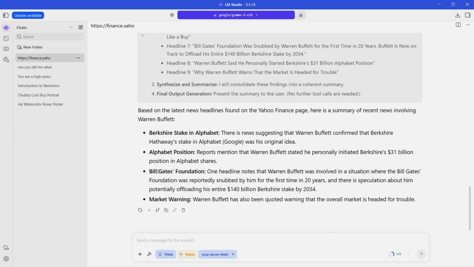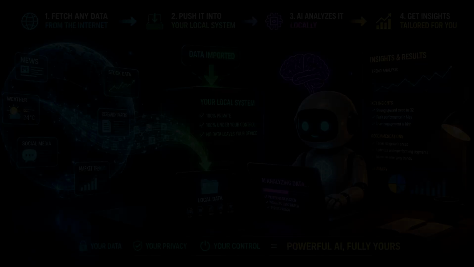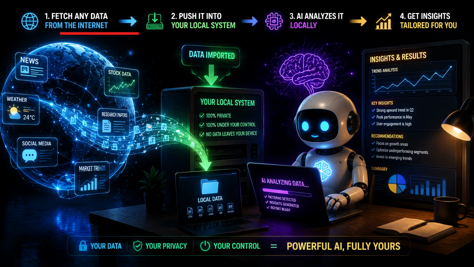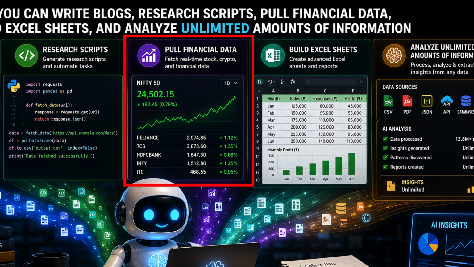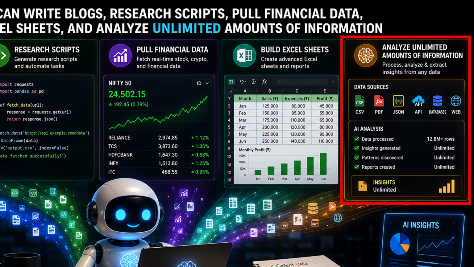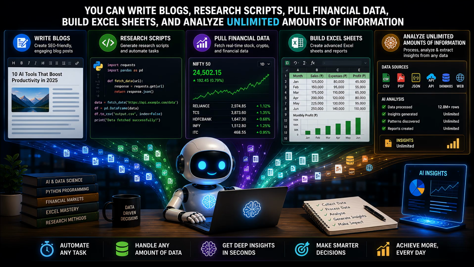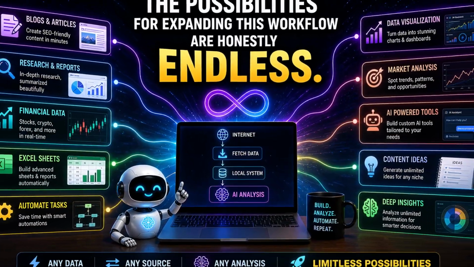So why is this so important for you to learn? Local AI models are incredibly smart, but without internet access, they're stuck in the past. This simple setup changes everything. You can fetch any data from the internet, push it into your local system, and have your AI analyze it for you. You can write blogs, scripts, pull financial data, build Excel sheets, and analyze unlimited amounts of information, all completely locally and privately. The possibilities for expanding this workflow are honestly endless.